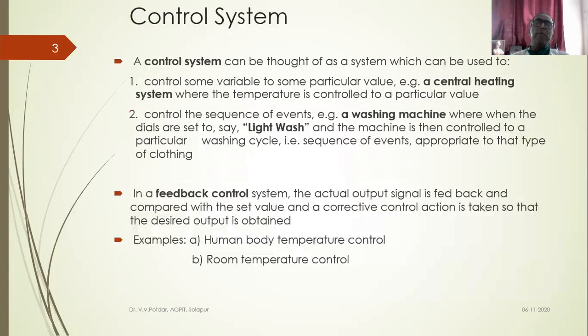Now, what is a control system? The meaning of the word control is to regulate something, to monitor something, to moderate something. There are many meanings to the word control. A control system can control the temperature, regulate the flow, or attenuate a voltage signal. There are a number of parameters it can regulate or control or monitor. A control system can be used first to control some variable to a particular value. For example, a central heating system where the temperature is controlled to a particular value. So the objective is to regulate the temperature.